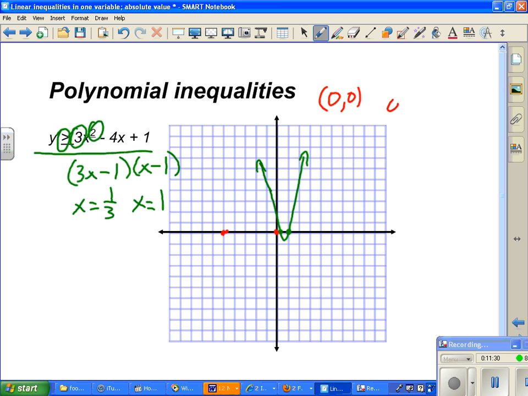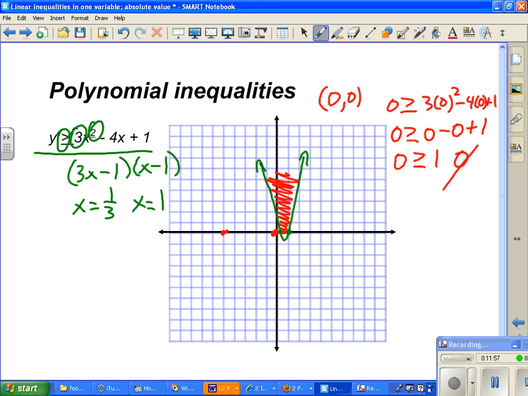Okay, and if we plug in, we get 0 is greater than or equal to 3 times 0 squared minus 4 times 0 plus 1. So 0 is greater than or equal to 0 minus 0 plus 1. So 0 is greater than or equal to 1. Is that true? That is not true. So that means that this point here is not a solution. So that means my solution is inside the graph. Everything inside that graph, including the line, is a solution. Okay.